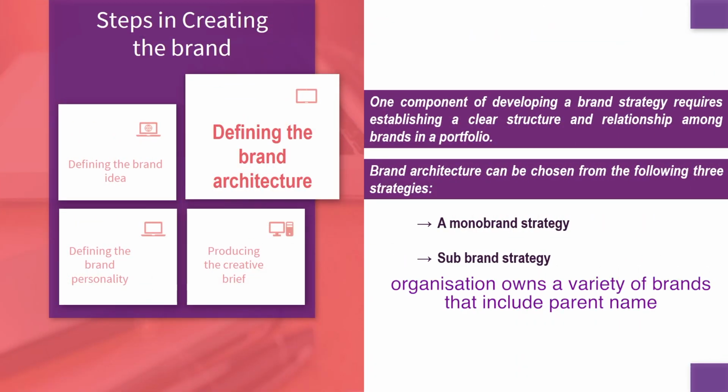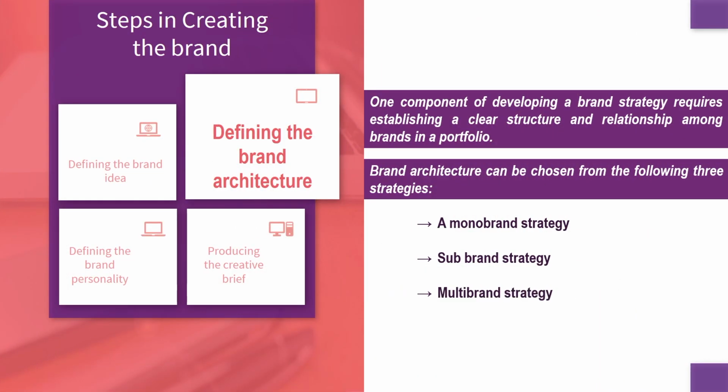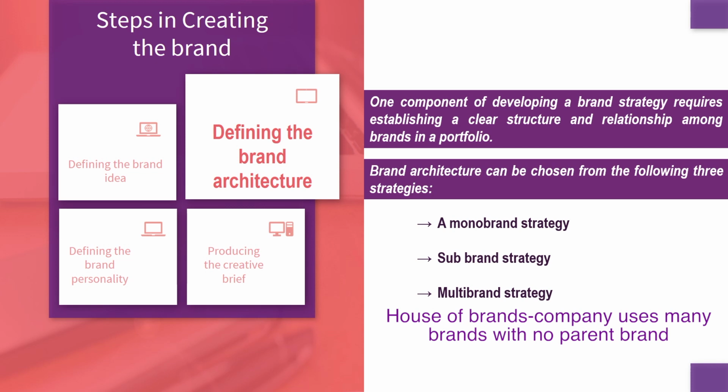Second way is an endorsed or sub brand strategy, in which the organization owns a variety of brands that include the parent name in some way. Examples are Nestle, Cadbury, Marriott. So parent name like Nestle would be there, sub brand or sub categorization would be for different products they are launching. Then there is a multi-brand strategy or a house of brands, in which a company uses many different brands with no parent endorsement. The original company name doesn't come into the brand. Examples are Procter & Gamble, Diageo, GlaxoSmithKline. So all these are using multi-brand strategy.